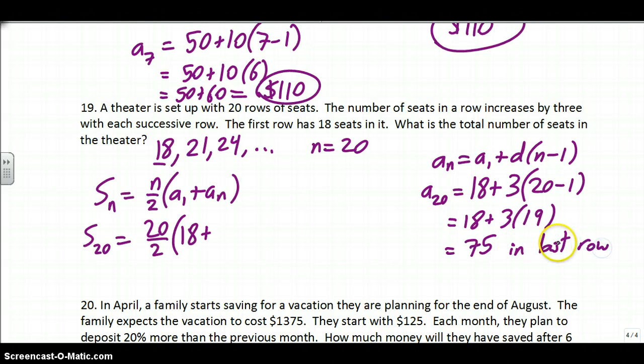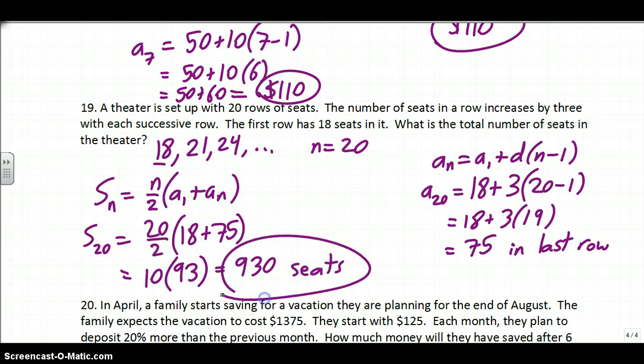So, back over here. Now that we've got our unknown, we can figure out how many total there are. 10 times 93, which would be 930 seats. I promise you, if you sit here and actually draw out a picture, or put 18 plus 21 plus 24 plus 27, all the way for 20 rows, it will take you forever. You will not finish this test if you're doing this for every problem. You have to know how to use these formulas to help you out, okay? I cannot stress that enough.